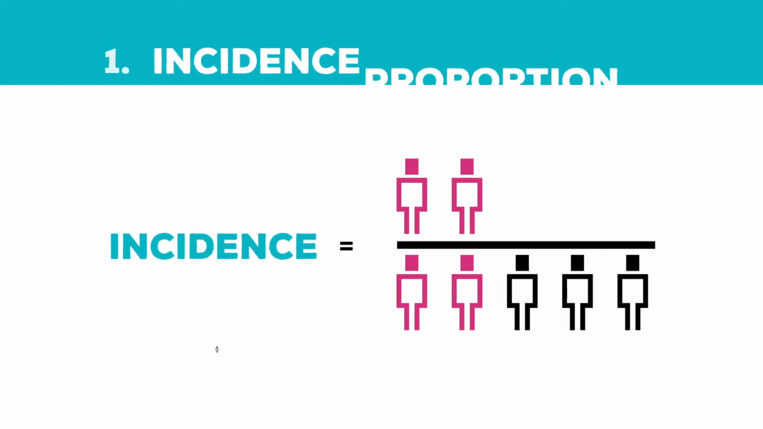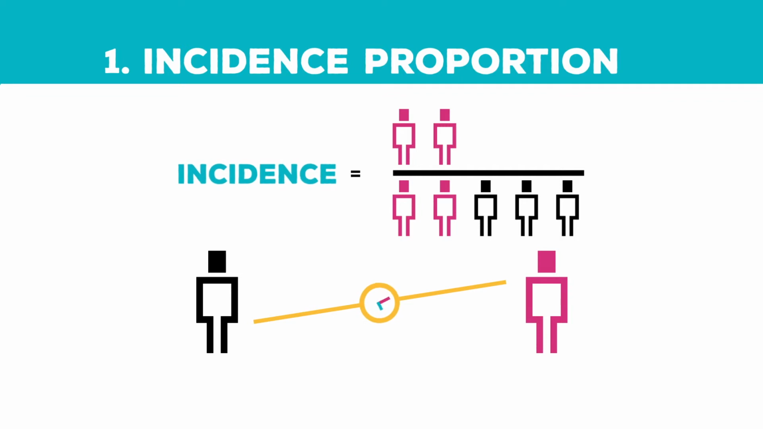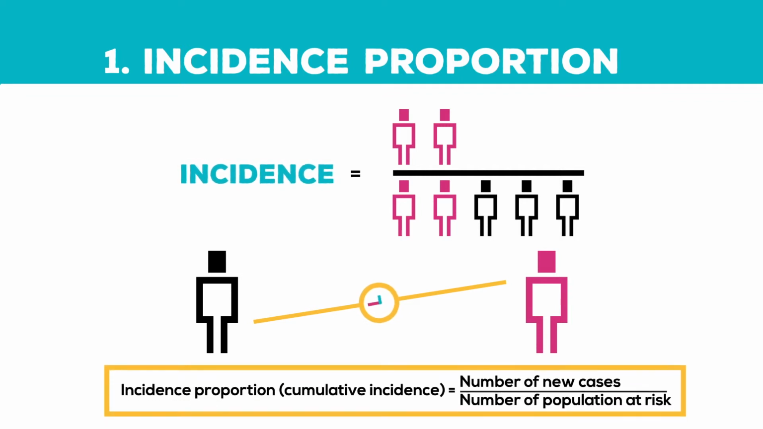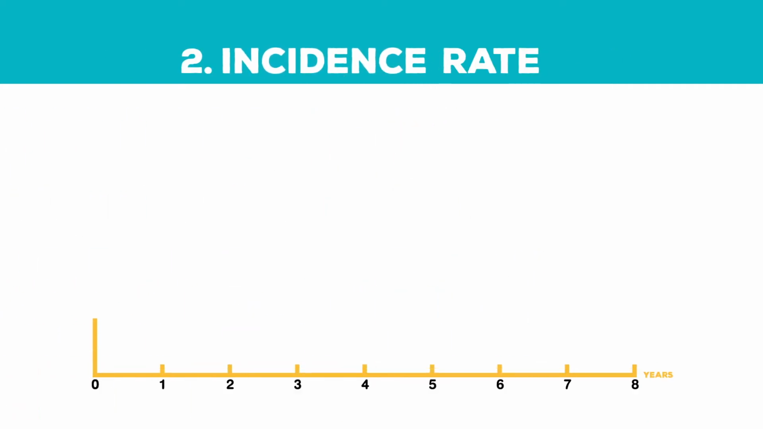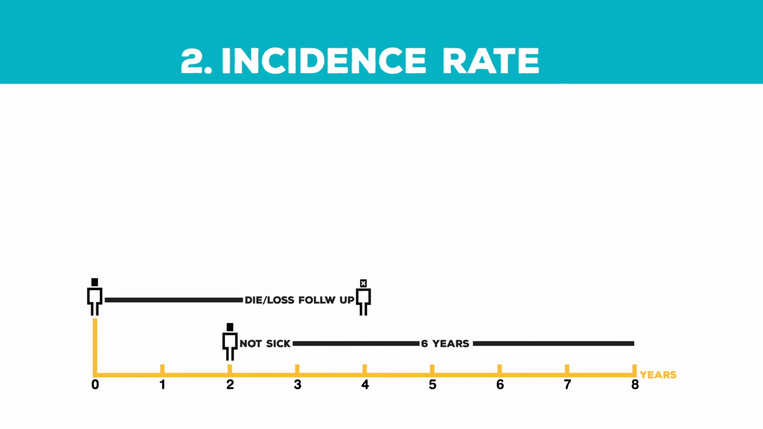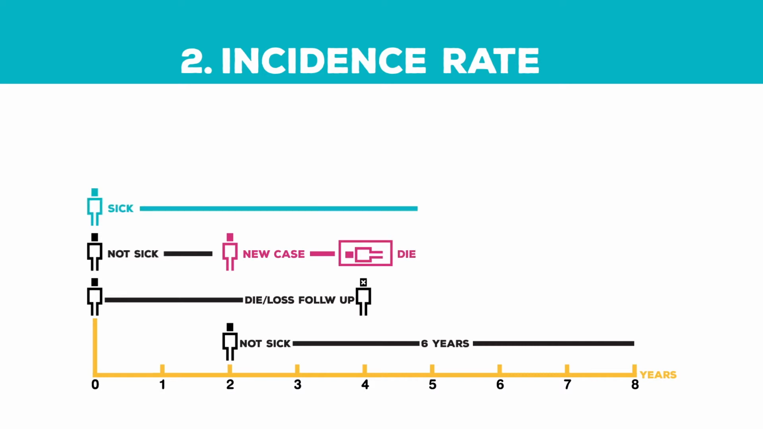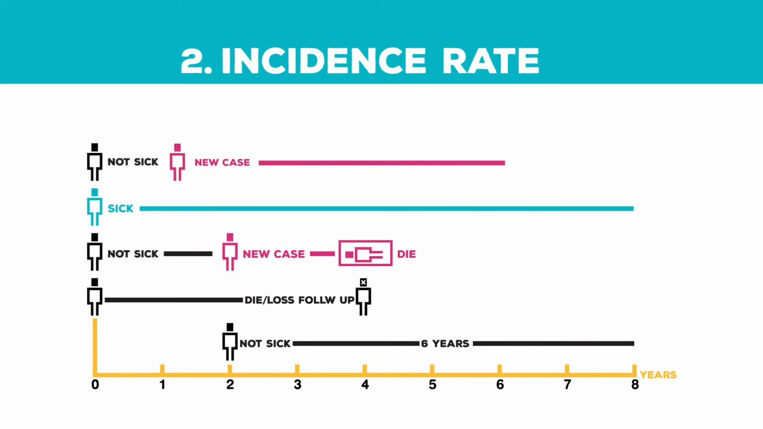The first type of denominator for incidence is when all of the individuals in this group have been followed up for the entire period. We call it the incidence proportion or cumulative incidence. However, often individuals in the denominator have not been followed for the full time specified, or have died. When different individuals are observed for different lengths of time, we calculate an incidence rate.